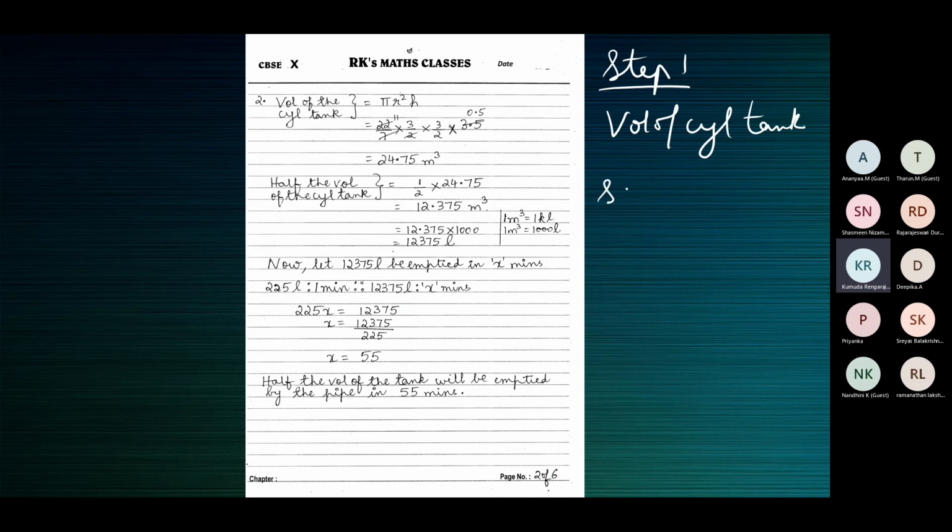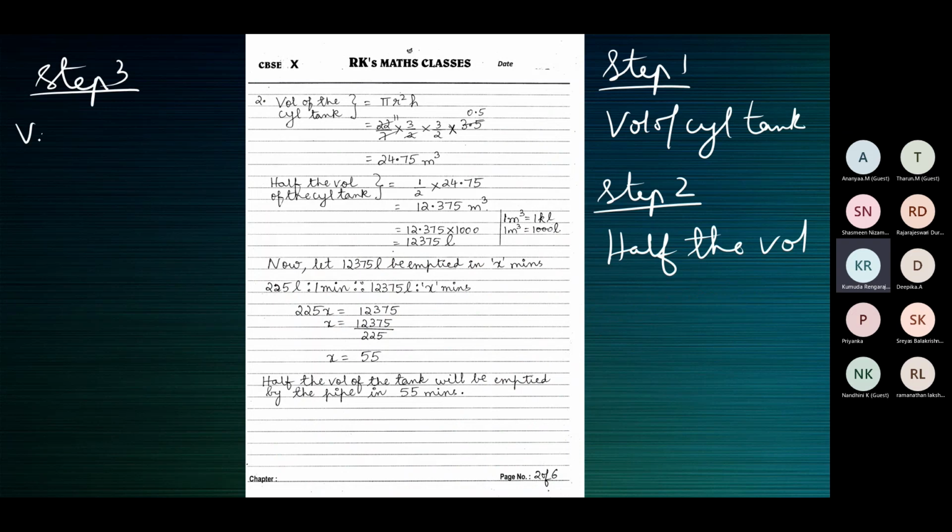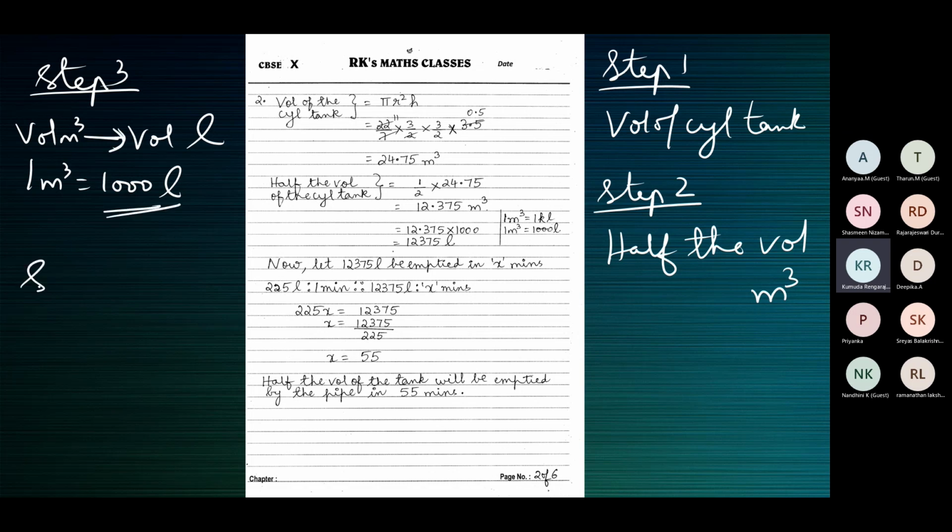Step 2 was to find half the volume of the tank. Step 3 was to convert the volume, which was in meter cubed, to volume in liters, using the conversion 1 meter cubed is equal to 1000 liters. Using this, we found the volume in meter cubed here, so we need to convert that to liters using this relation. In step 4, we find the time.